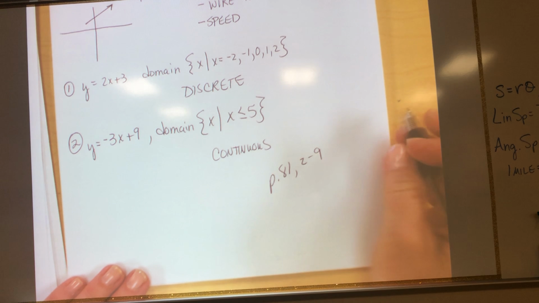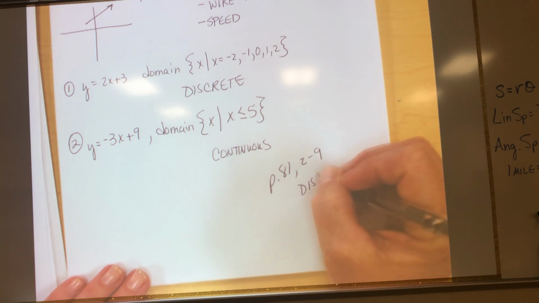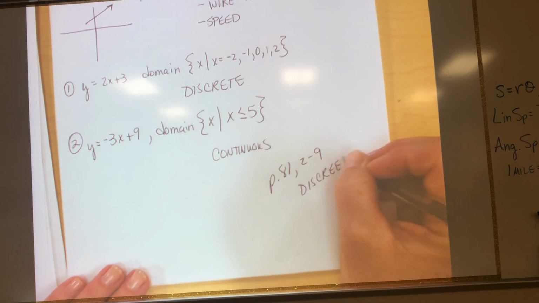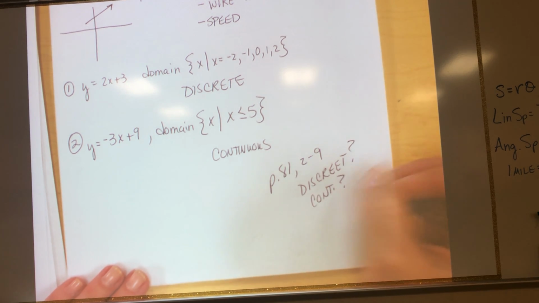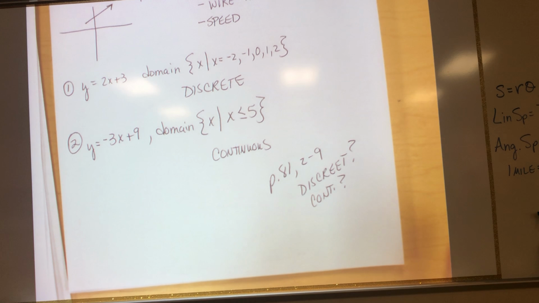We're gonna do 2 through 9. All I want you to do is tell me, is it discrete or is it continuous? Okay? Now I'm gonna tell you this, I'm not taking this up. I'm not taking this up.